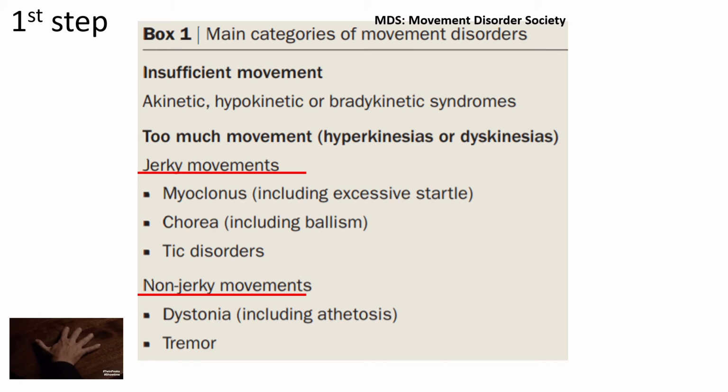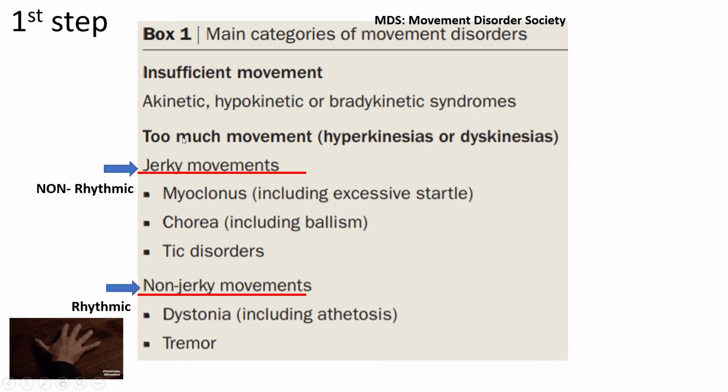So we'll start. The first step is the MDS, that is the Movement Disorder Society, has given this classification of dividing movement disorders into hypokinetic and hyperkinetic disorders. So basically, if you see that the movement is insufficient, is less than normal, it can be akinetic, hypokinetic, or bradykinetic. If the movement disorder has too much movement, that is, it is hyperkinetic or dyskinetic, it can be further divided into jerky movements and non-jerky movements.